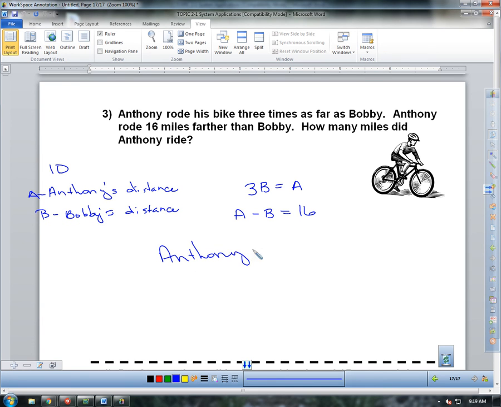Anthony rode 24 miles while Bobby rode 8 miles. 3 times the distance, and they're 16 apart. Okay, we'll work number 4 together in class, and then we will try some practice problems on our own. See you tomorrow.